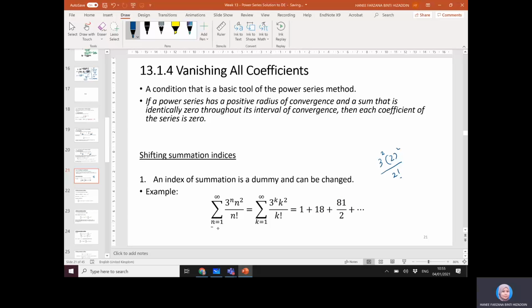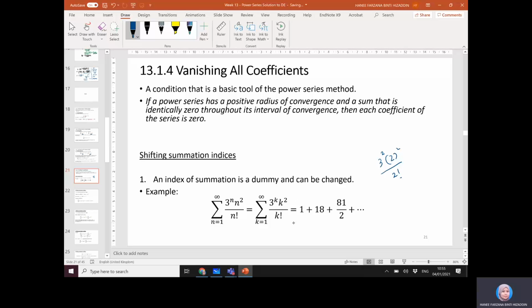So the summation from n equals 1 to infinity of 3 to the power of n times n squared divided by n factorial. This n here, you can just substitute with any other letter. You have 26 letters in the alphabet, so in this case you can substitute it with k. If you put k in place of n, then everything is in terms of k. That's just a property so that you're not confused. So it's a dummy and can be changed.